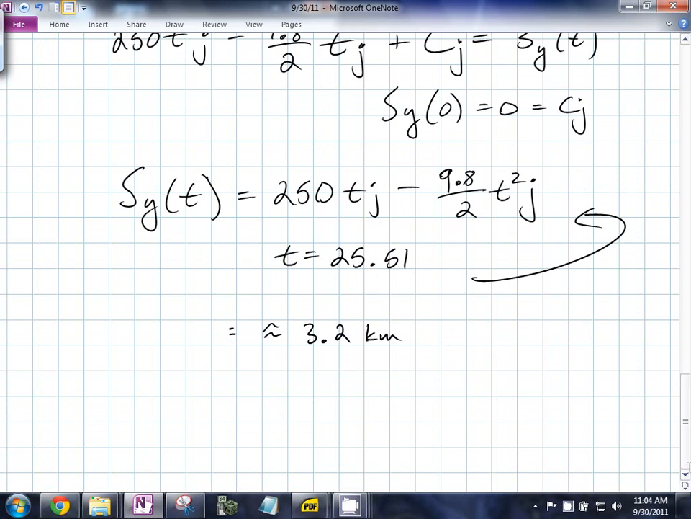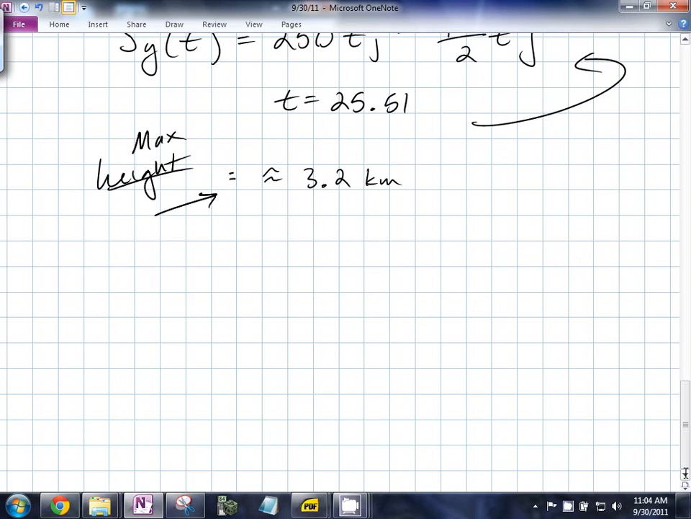So this is the height, but it asks you for the range, right? So that's the max height. Okay, so we don't have the range yet, but we know at what time it's going to hit 0. You need a velocity. Or, since we have the peak of it, you could find this distance and double it.